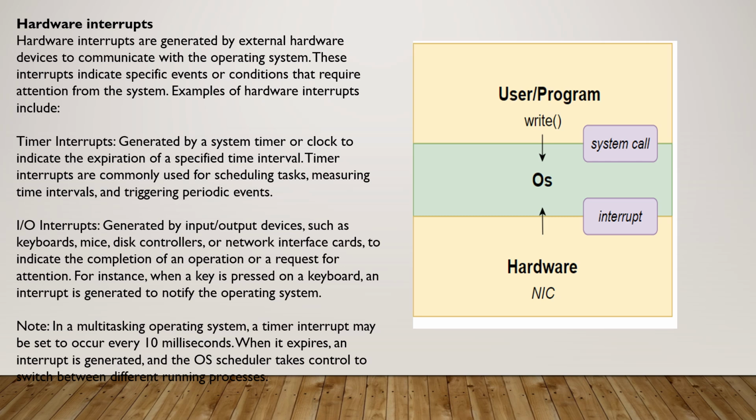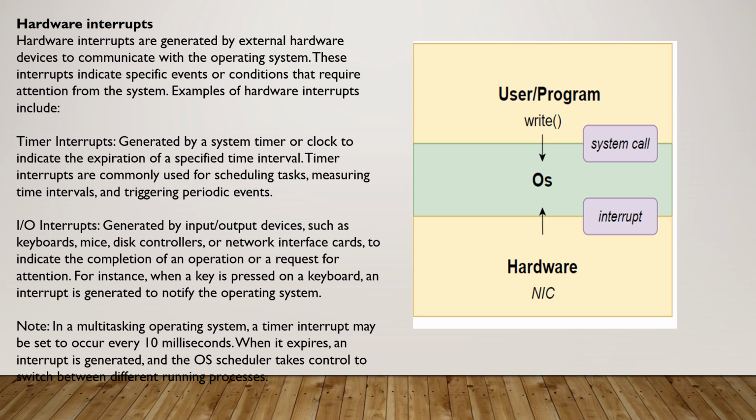IO interrupts are generated by input and output devices such as keyboards, mice, disk controllers, or network interface cards to indicate the completion of an operation or a request for attention. For instance, when a key is pressed on a keyboard, an interrupt is generated to notify the operating system.